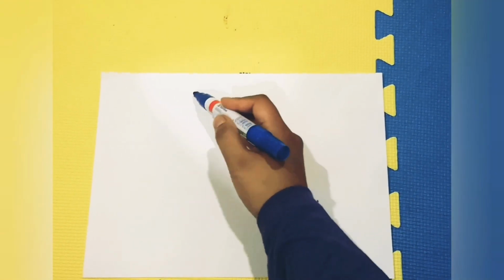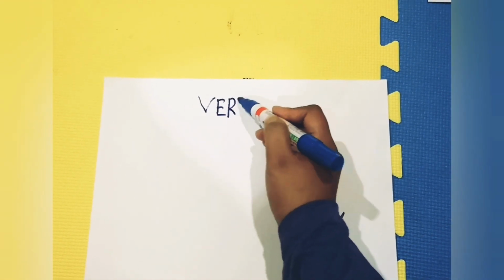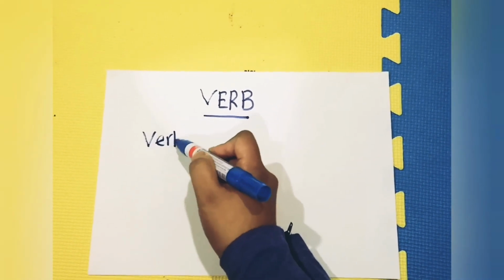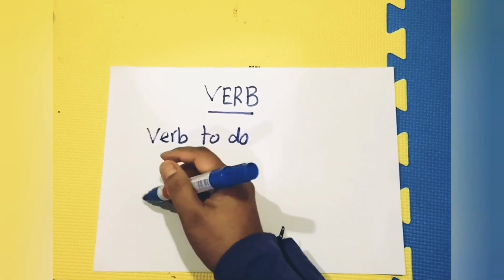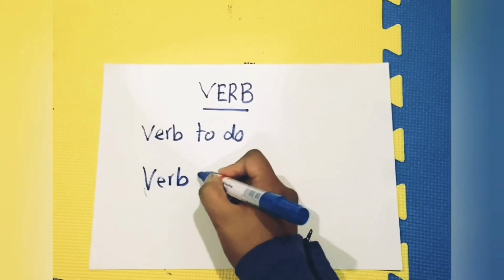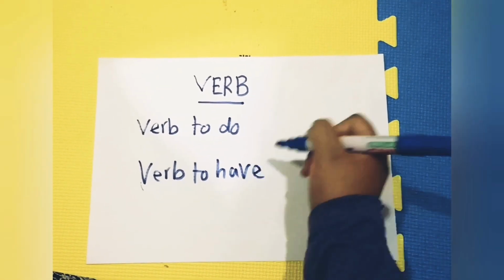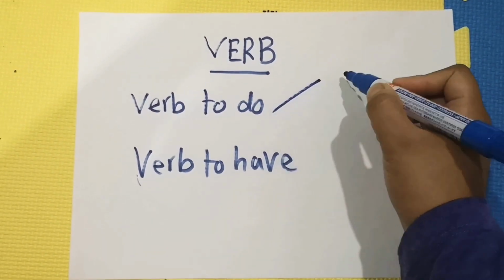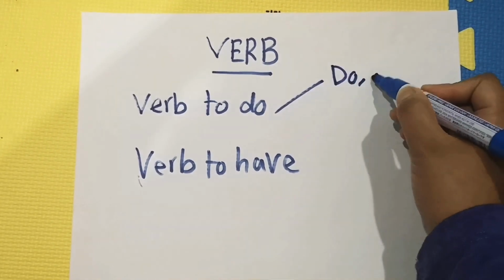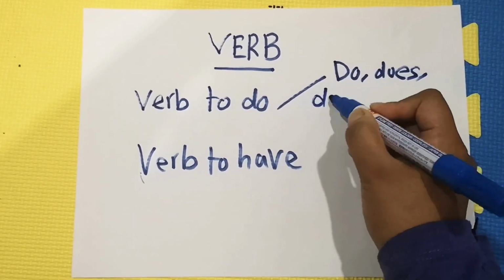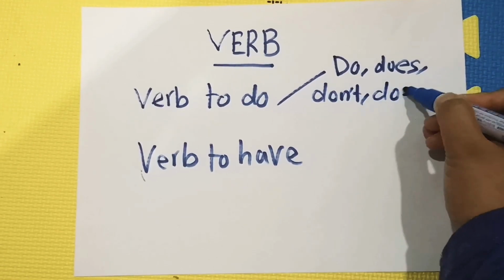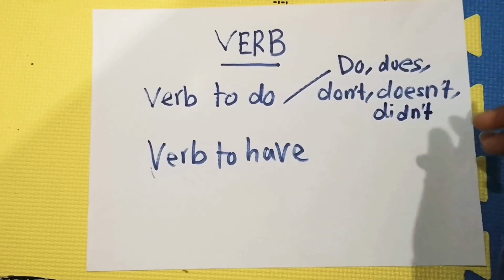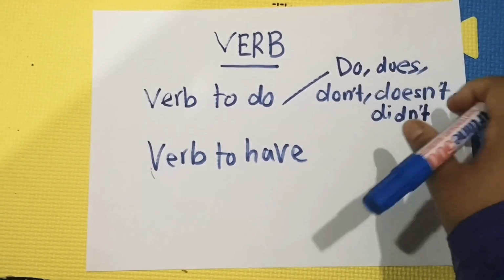Okay, so today we'll be looking at verb part 2. We're going to discuss two types of verb, which are verb to do and also verb to have. Okay, so verb to do, for example, is do, does, don't, doesn't, and another one is didn't, which is a past tense of all these forms of do.